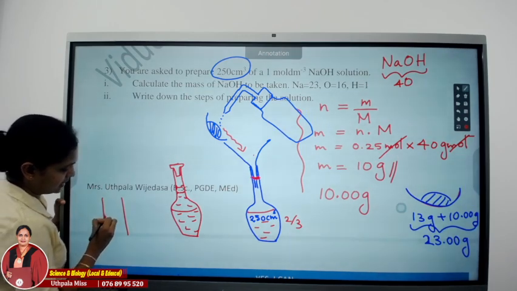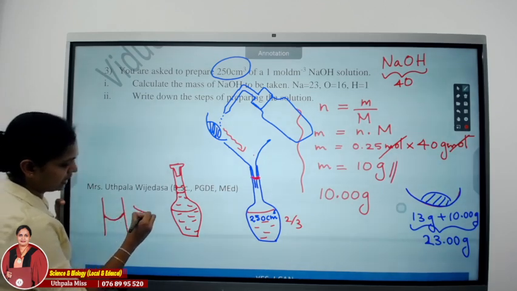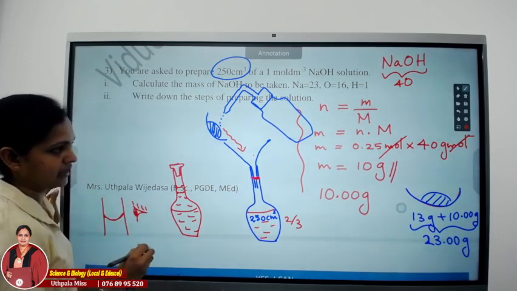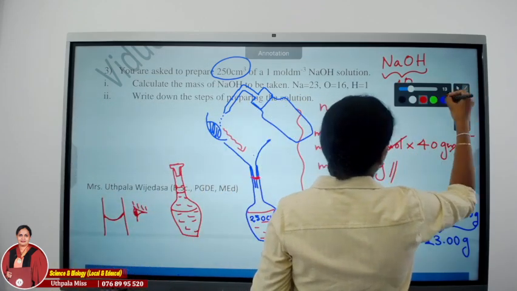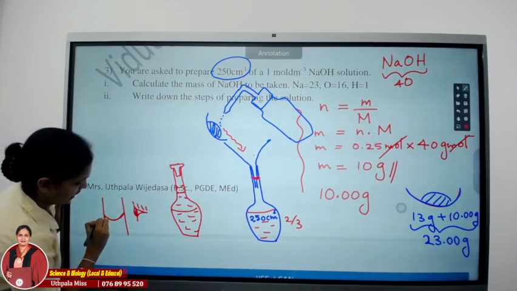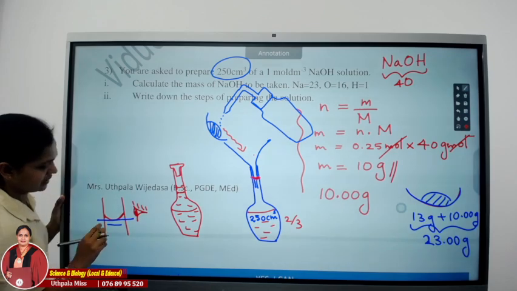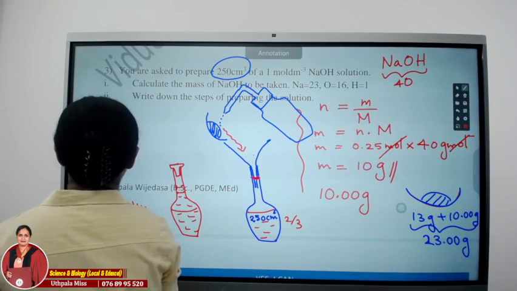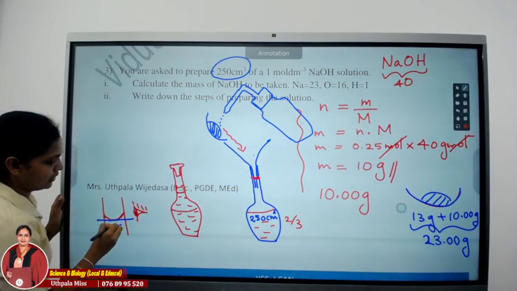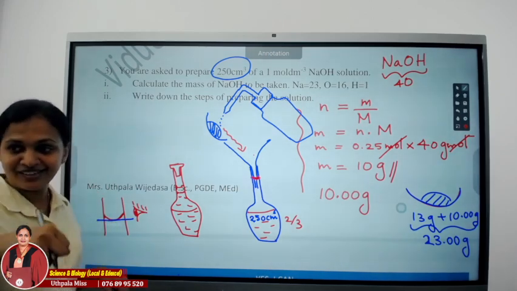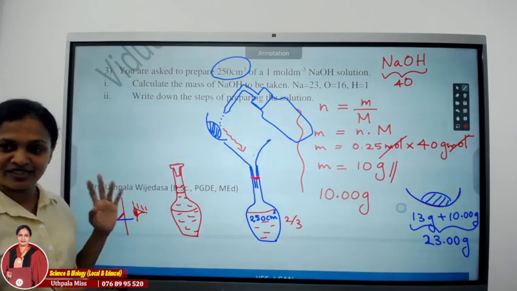Now, the meniscus appears like this. So you have to bring it to your eye level. Bring it to our eye level, like this, to the lower curved point of the meniscus. Until you reach the level of the lowest curved point, what should you do? You have to add water, distilled water, drop wise. If you add it all at once, it will exceed.